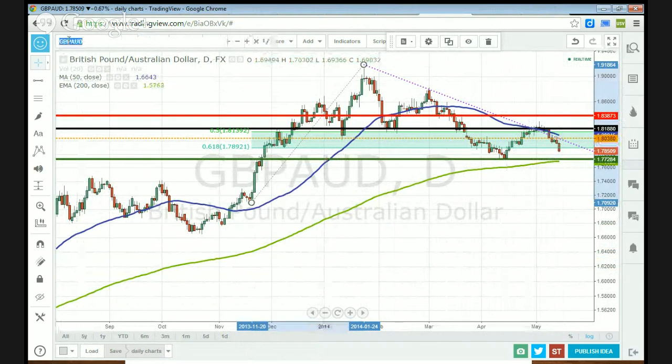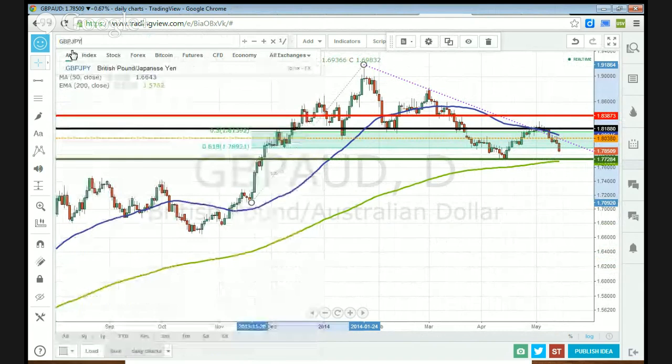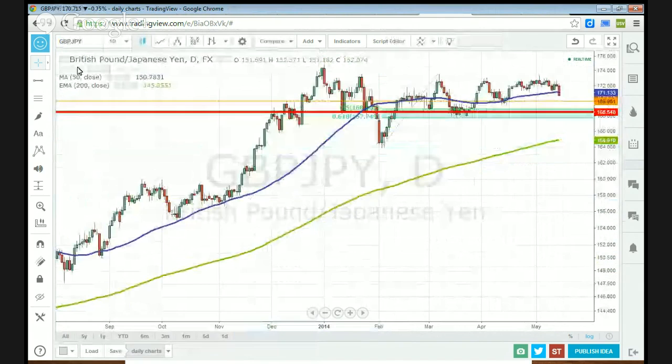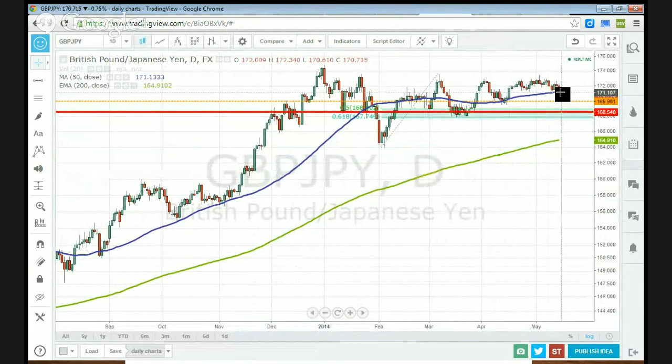Pound yen. Now this is another trade that has been de-risked. However, yeah, pretty strong down day today. I might close this out. I'm tempted to close this out. But we'll get to why. Remember, this is pound yen. We'll get to why I might close this out a little bit later.